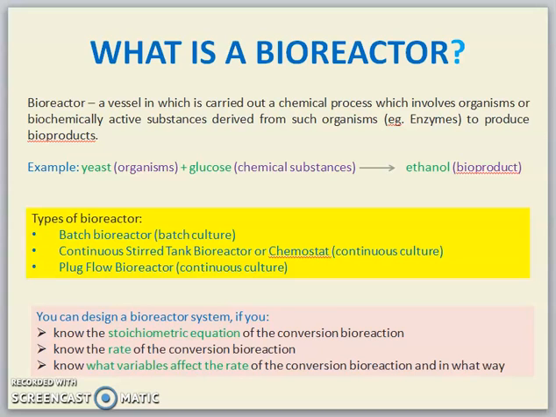The types of bioreactor are the batch bioreactor, also known as batch culture, the continuous stirred tank bioreactor, also known as chemostat, the continuous culture, and also the plug flow bioreactor, which is also a continuous culture. You can design a bioreactor system if you know the stoichiometric equation of the conversion for the bioreaction, if you know the rate of the conversion, and if you know what variables affect the rate of the conversion and in what way.